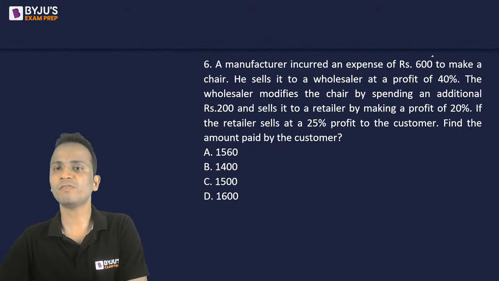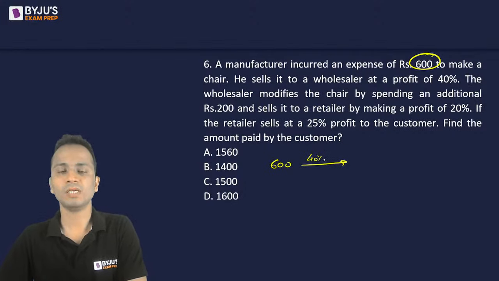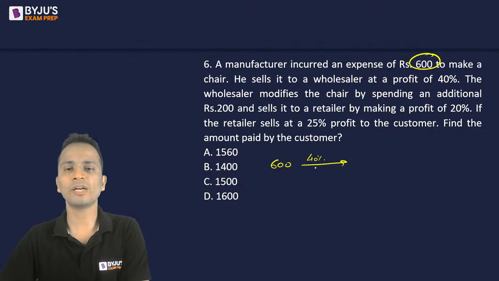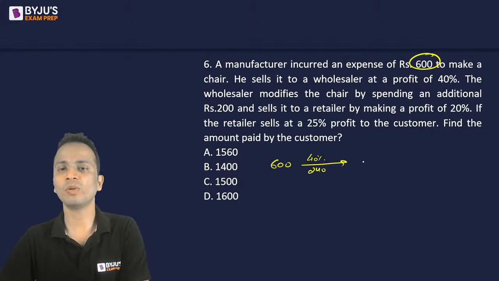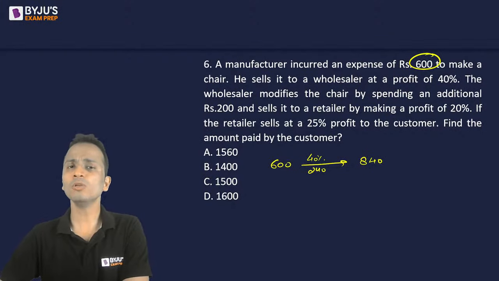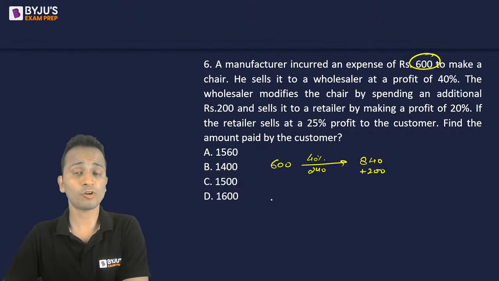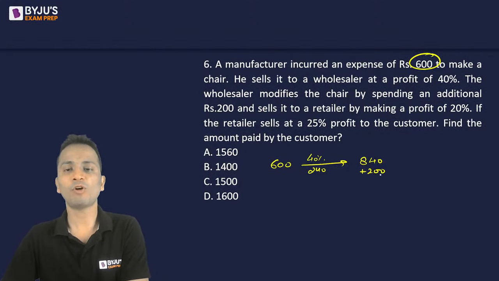Okay. So the first value is 600. Now, first of all, 40% profit. So 40 percentage of 600 is 240. 240 when added to 600 will give me 840, the first value. The wholesaler modifies the chair by spending additional 200. So for the wholesaler, the cost will be 840 plus 200, that is 1040.